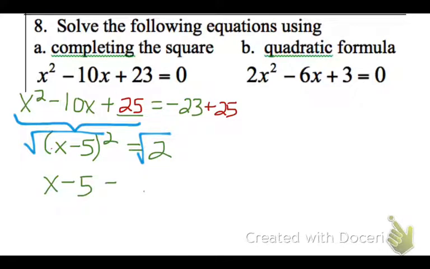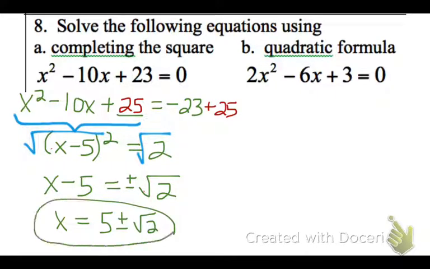X minus 5 equals the square root of 2. Did I forget something? Of course I did. The plus or minus, that's what everyone forgets. And then x equals 5 plus or minus square root 2. And that would be my answer. Those are kind of fun. I like completing the square. The next question, quadratic formula.